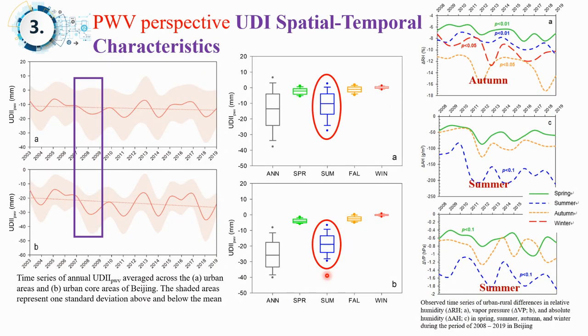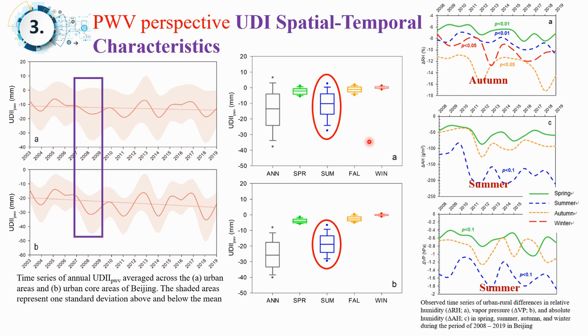To quantify the changing characteristic, we define the time series of annual UDII, both in the central area and the core area, and they both showed a decreasing but less significant trend. In the year 2008, there is an abrupt change and the lowest value, and the magnitude exceeds about 15 millimeters. In terms of seasonal variation, summer contributes the most.